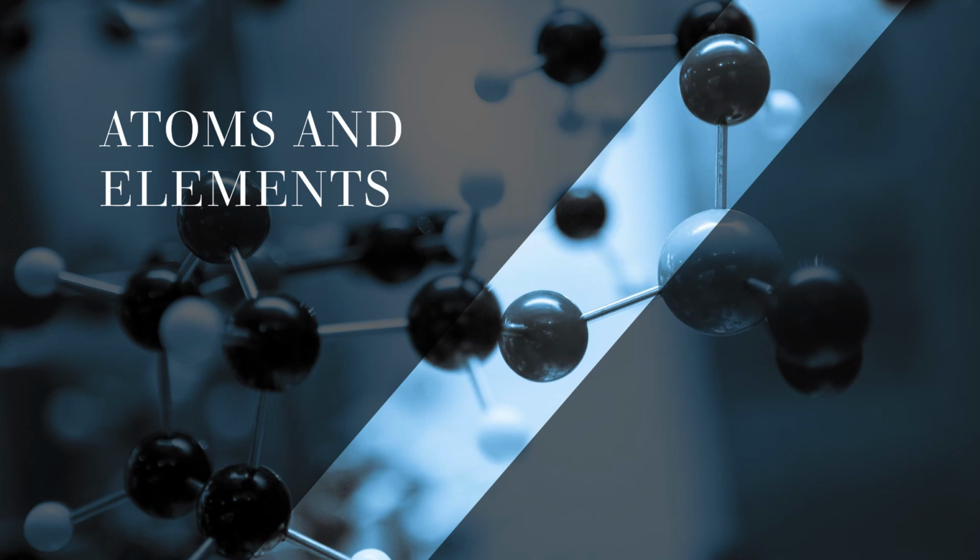Structure of an atom. The nucleus contains protons and neutrons. It's dense and positively charged. The electron cloud surrounds the nucleus, where electrons move in orbits or energy levels. Electrons are much lighter than protons or neutrons and are arranged in shells around the nucleus.